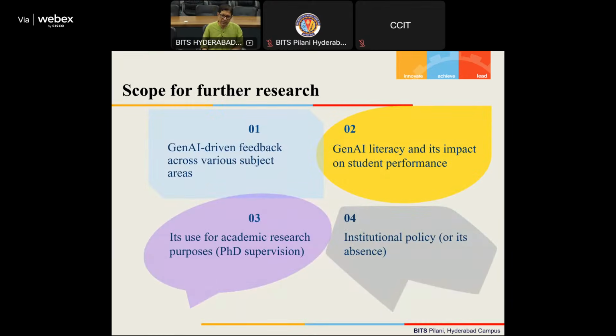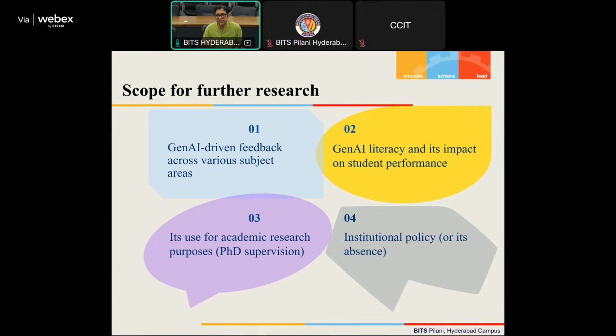So my scope for some of the things that we can think of for future research, these are beyond what I have mentioned in the paper, because these are maybe still relevant right now. If you want to do Gen AI driven feedback across various subject areas, if you have not experimented and you want to work on this, I'm more than happy to collaborate with you. If you're from engineering and science and you want to see how it works in your class for certain purposes, we can design a study and we can do it.